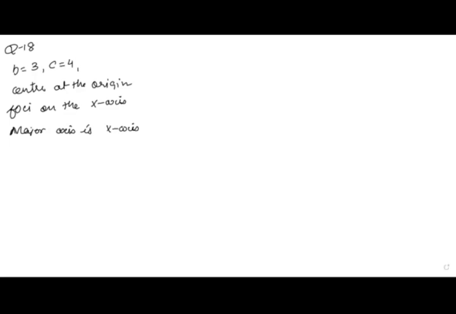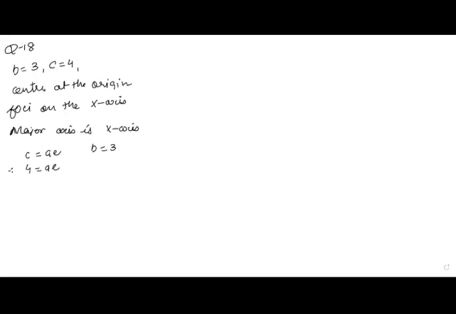Right. Now, if your major axis is x-axis, then the value of c you should take is AE, whereas if the major axis is y-axis, then the value of c will be BE. So here in this case, as the major axis is x-axis, I will take the value of c as AE, but the value of c is given. So I got the value of AE as 4, and the value of B is given 3.